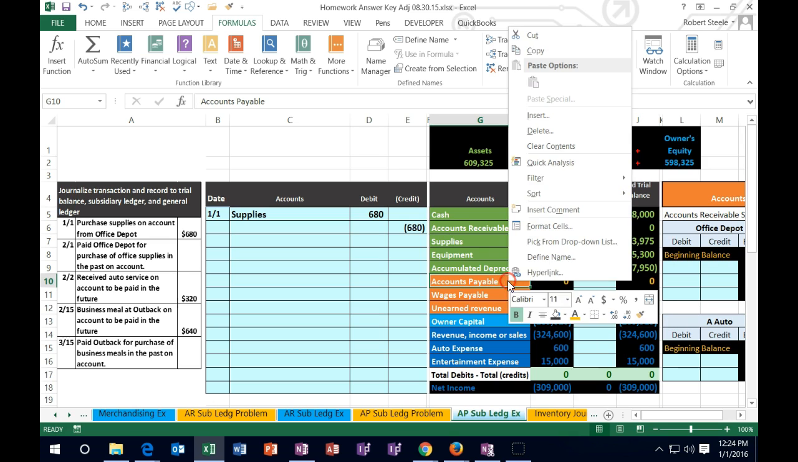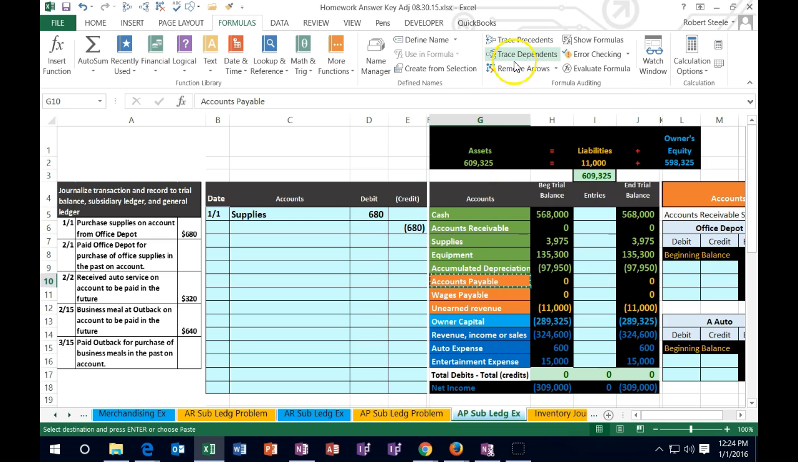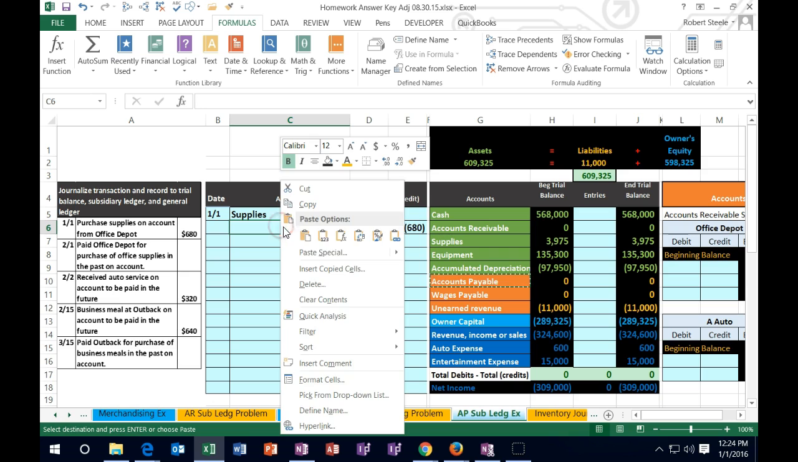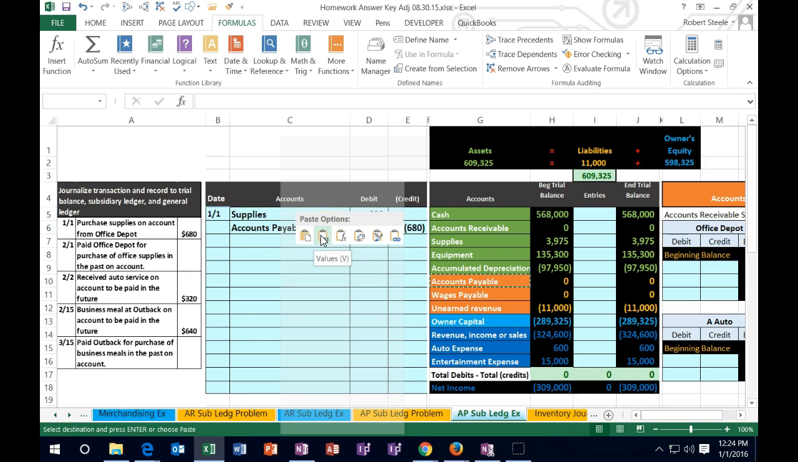Therefore, I'm going to copy the accounts payable here, right click and copy that account and paste it on the bottom in cell C6, right clicking and pasting values only. Alright, now we're going to post this to 3 areas, the first of those 3 being the trial balance.